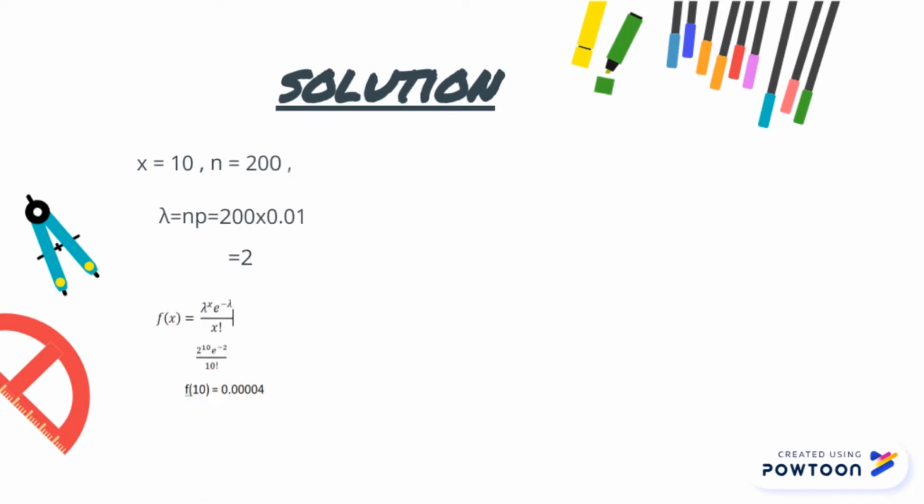So, we need to determine the probability that 10 of 200 books are defective, which means that x is equal to 10. We already know the given lambda and also x, so we just substitute them into the formula. So, we will get the answer of 0.00004.